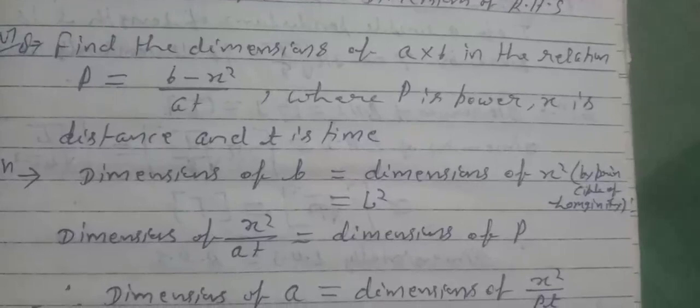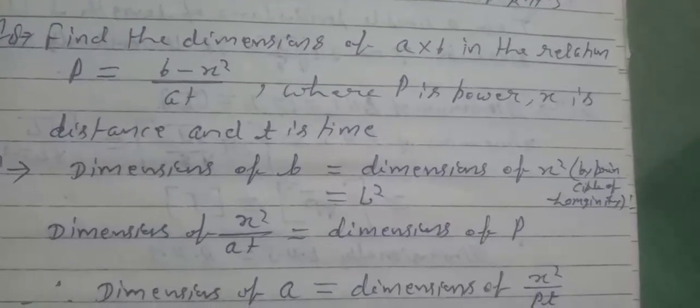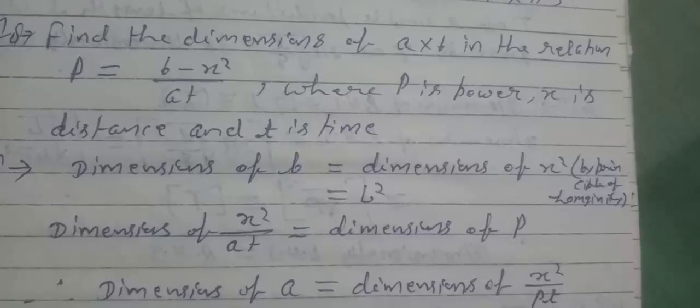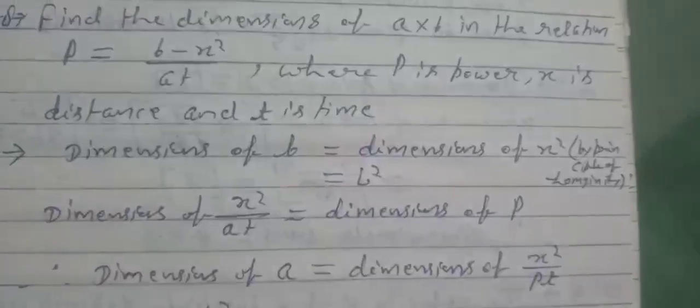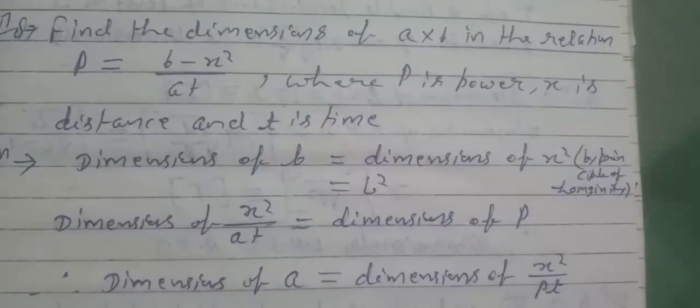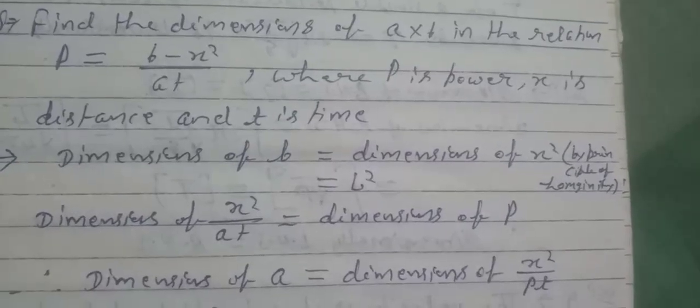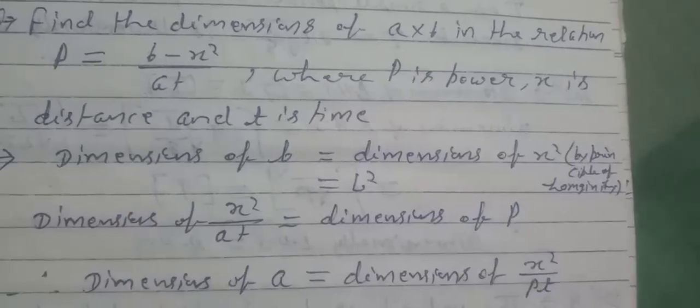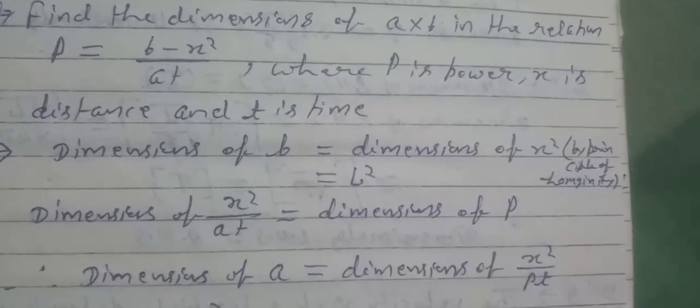Find the dimension of A and B in the relation P equals to B minus x square by A T, where P is the power, x is the distance, T is the time. Dimension of B, that is dimension of x square, equals to L square.